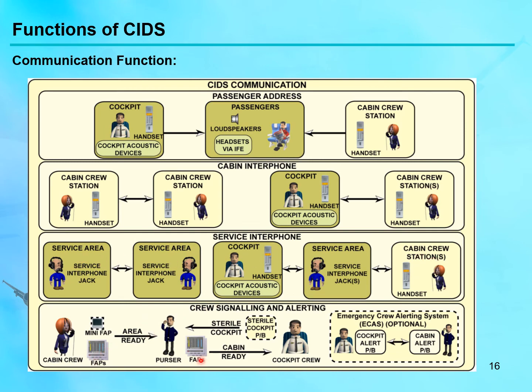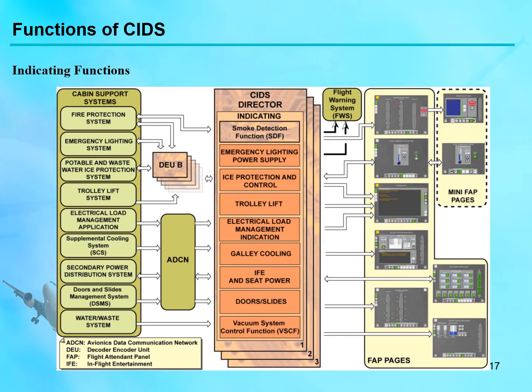Then lastly, we talk about this crew signaling and alerting. So what does it do? Over here the cabin crew can actually use the FAP to indicate whether the area is ready or not. So this is some of the examples. That's an interesting video. So now we talk about the next functions of this CIDS.